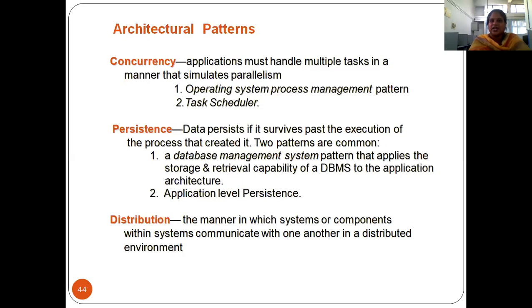Next, architectural patterns. Here, concurrency, persistence, distribution. These three are the architectural patterns. First, concurrency. Here in concurrency, the application should handle multiple tasks so that it can simulate parallelism, parallelly, one by one. First, operating system process management pattern. Next, task scheduler. These both are examples of concurrency. Multiple tasks should be run at a time so that parallelly the programs can be run.